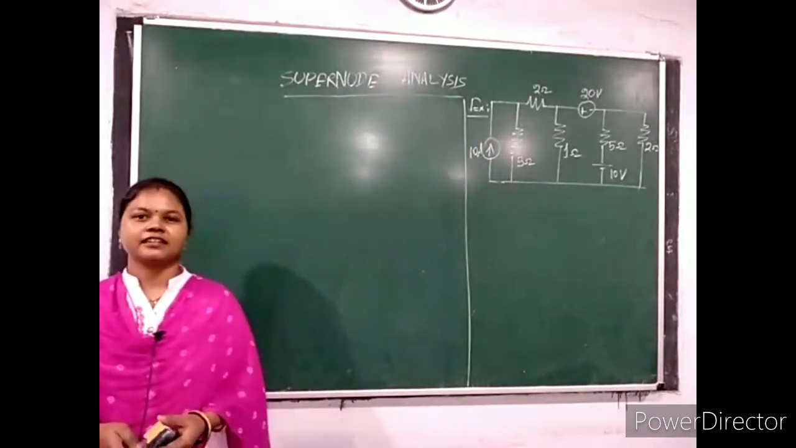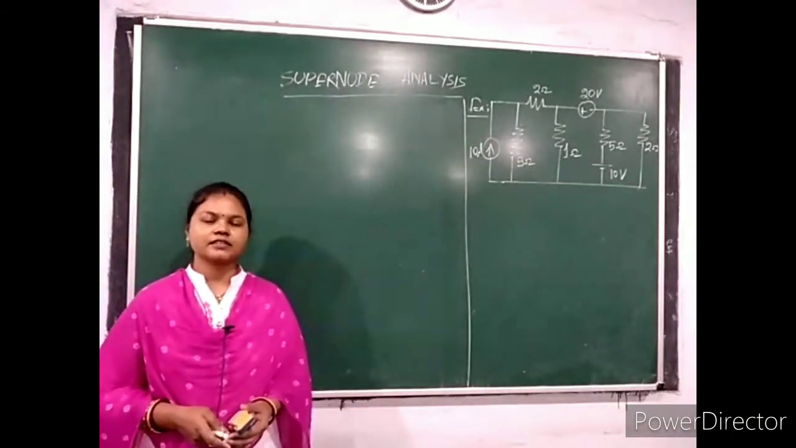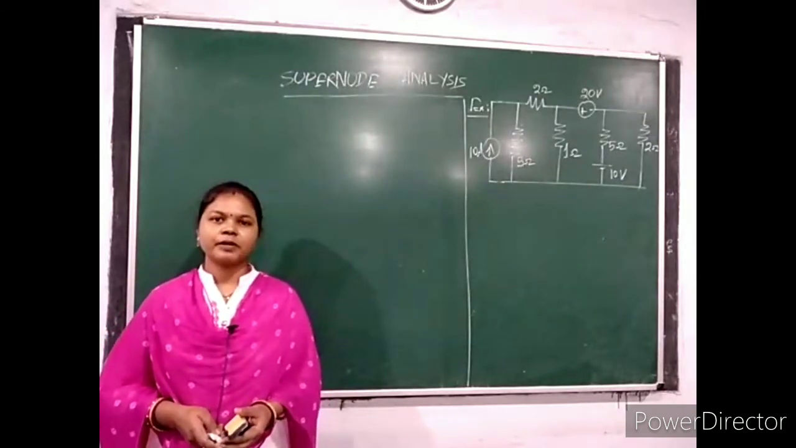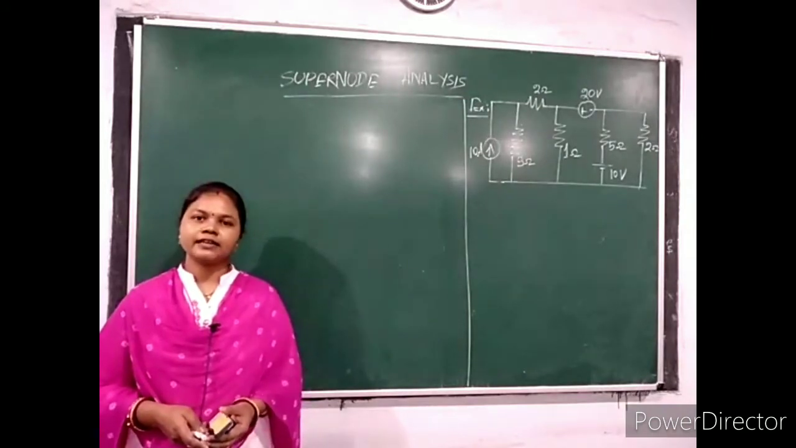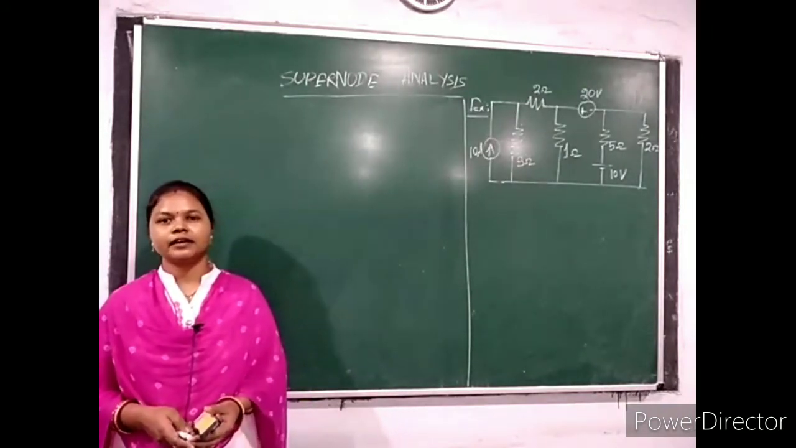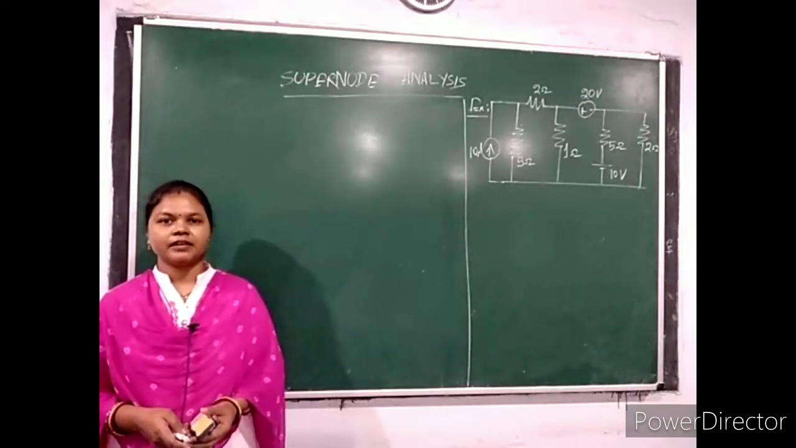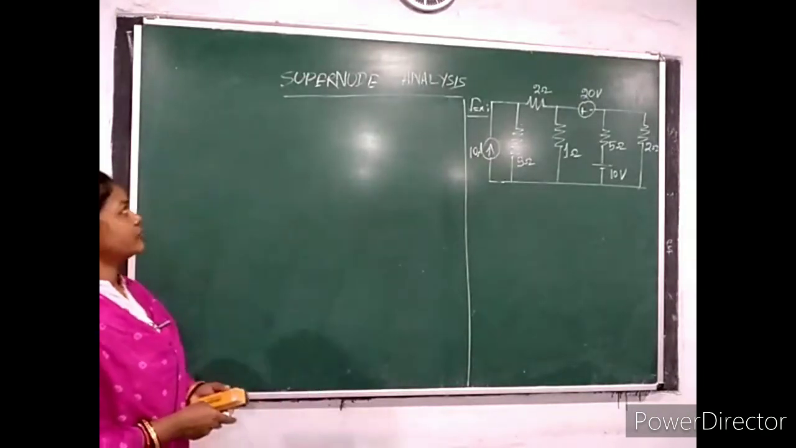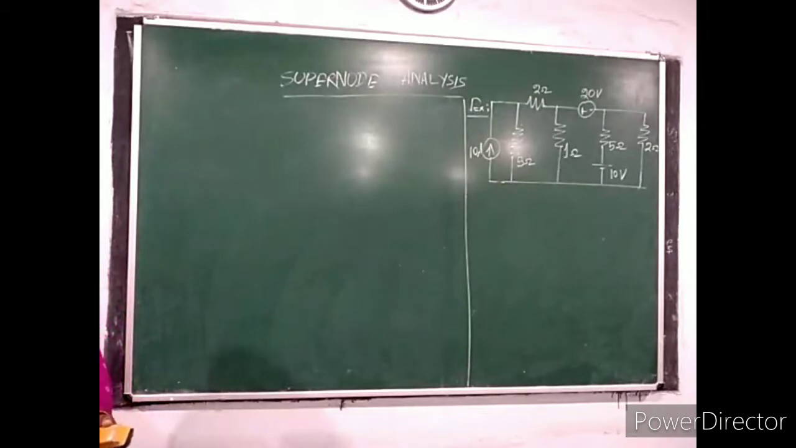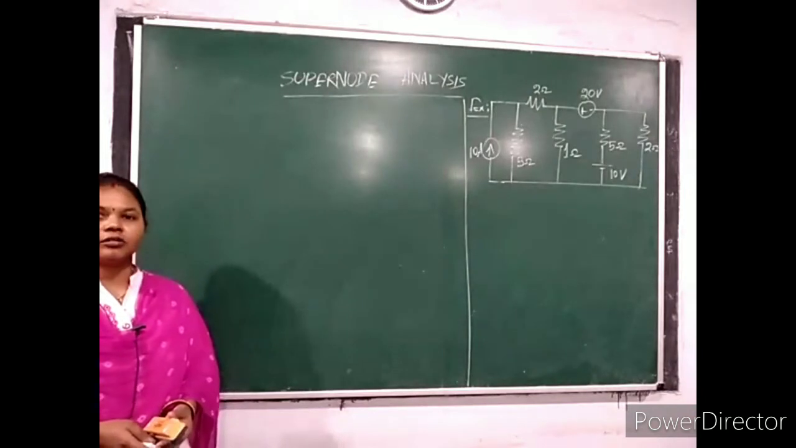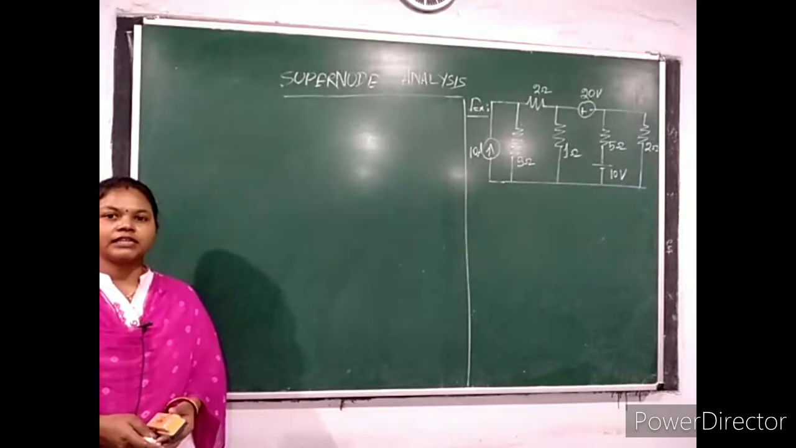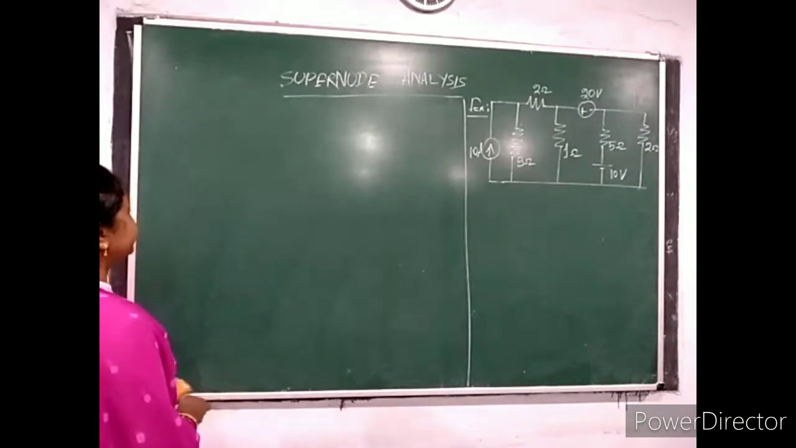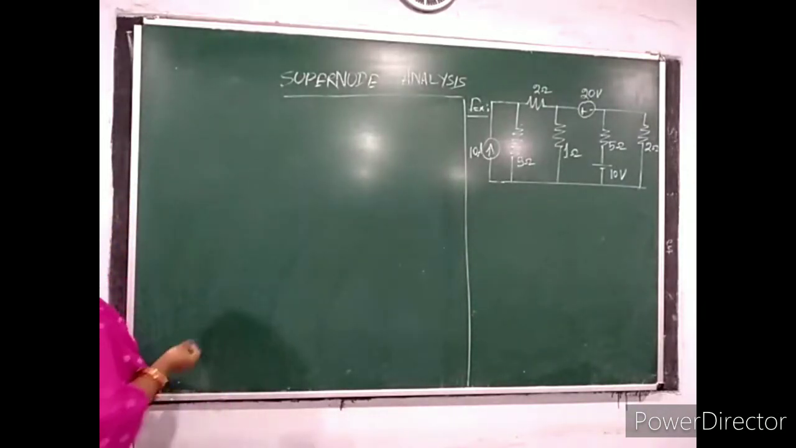Hello students, in this lecture class we will discuss supernode analysis, which is another technique to find circuit parameters. Now here we see what a supernode is. A supernode consists of two adjacent nodes that are connected by a voltage source. Again I repeat, this is the definition of a supernode.